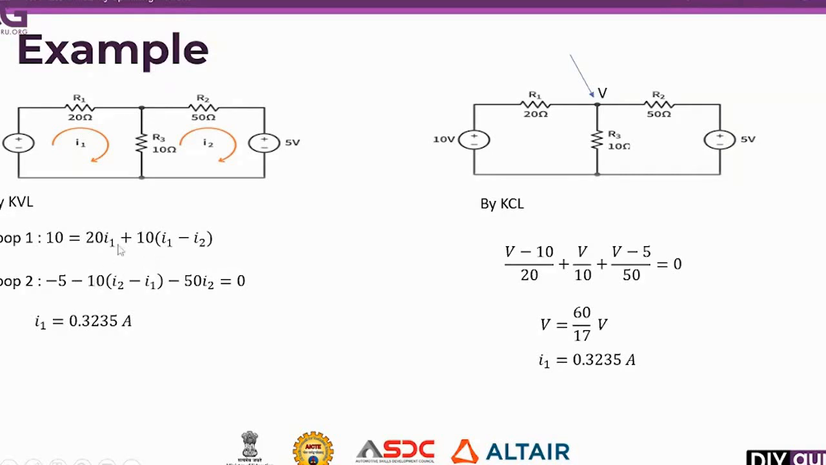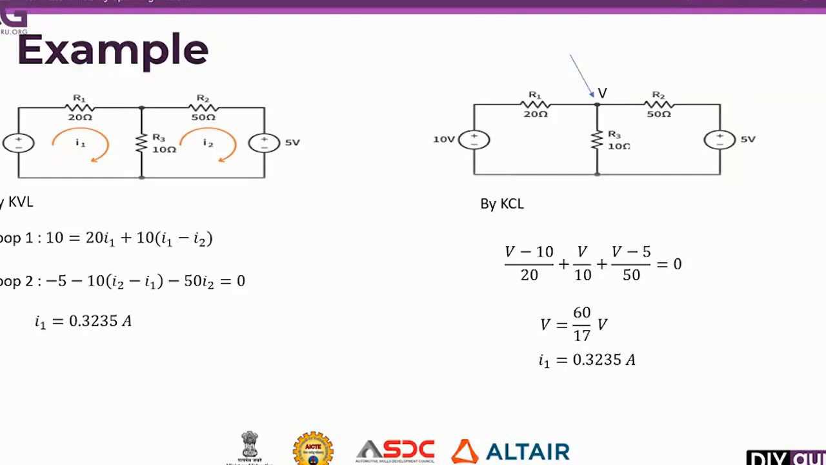You just simplify this equation and find I1. So simply we will get I1 is equal to 0.3235 amperes. Now we'll do the same circuit by using the KCL. So already you know that the KCL is applied at the node. So this is the node point where R1, R2 and R3 are connected. So you just simply apply the KCL here.